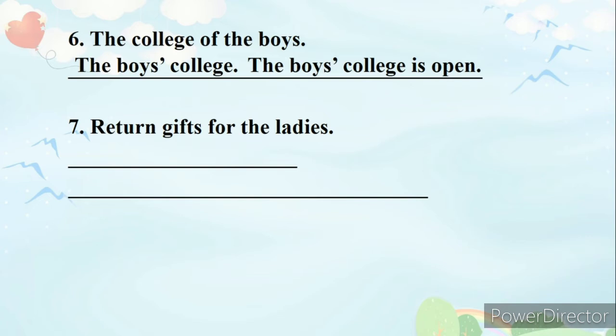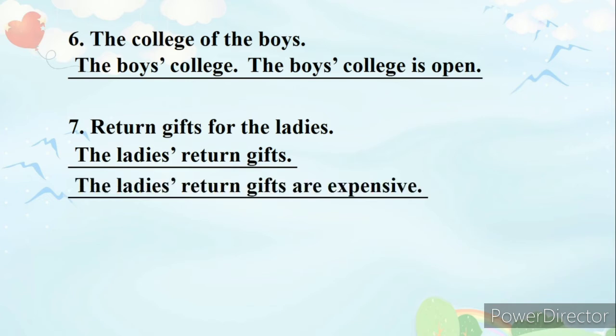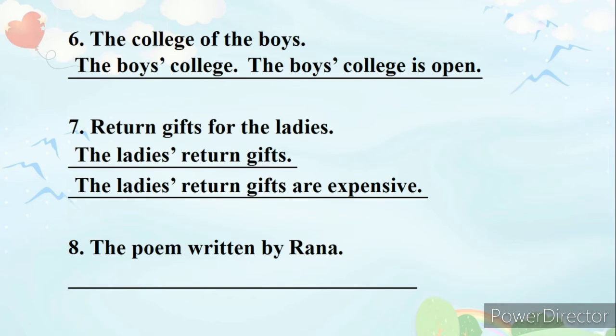7. Return gifts for the ladies. The answer is the ladies' return gifts. Here same, the noun has S at the end, so we have added just an apostrophe. The sentence here is, the ladies' return gifts are expensive. 8. The poem written by Rana. The answer is Rana's poem. And the sentence is, Rana's poem is nice.